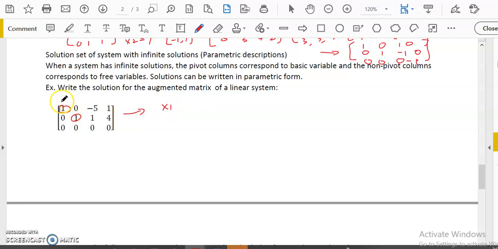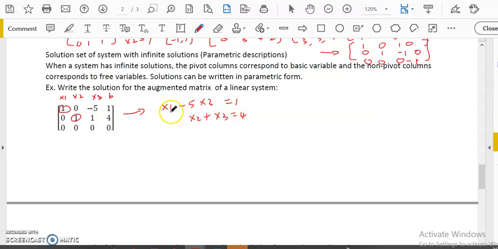This column is for x1. This column is x2. This column is x3. This is b, right? x1 minus 5x3 equals 1. And then I have x2 plus x3 is equal to 4. And then the last one is all 0. So it's nothing. It's not a contradiction. So it's a consistent system, but I have infinite solutions.